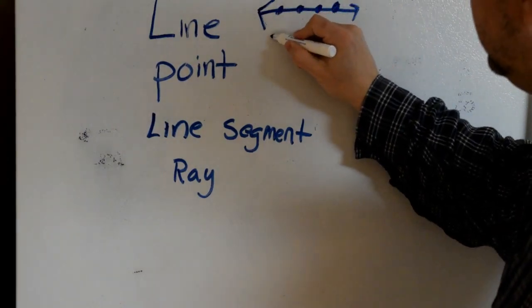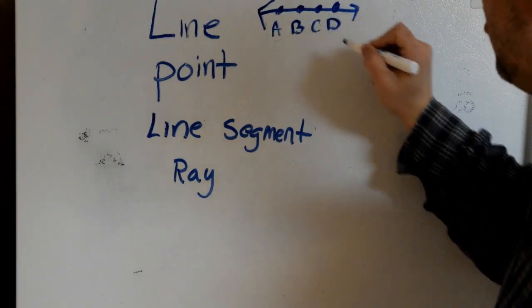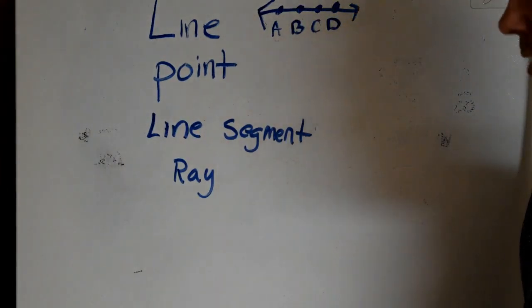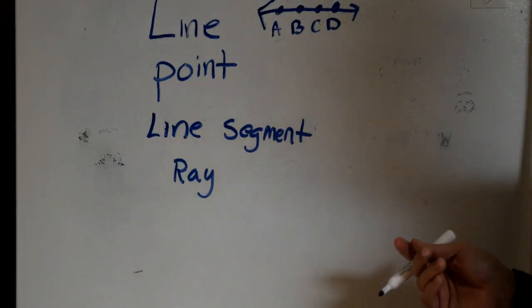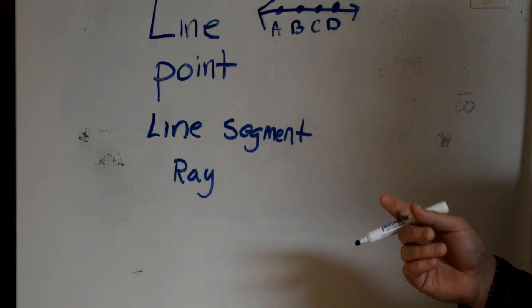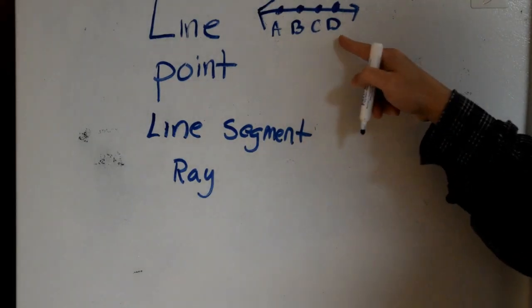And those points are labeled by letters of the alphabet. And they're always labeled as capital letters. Now, I can give this line a name, and usually the name you give it are the points on the line that are farthest from each other. So in this case, it's A and D.